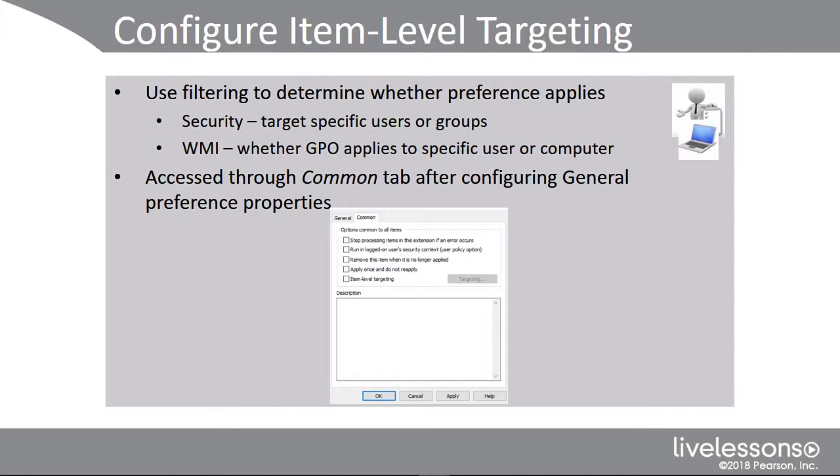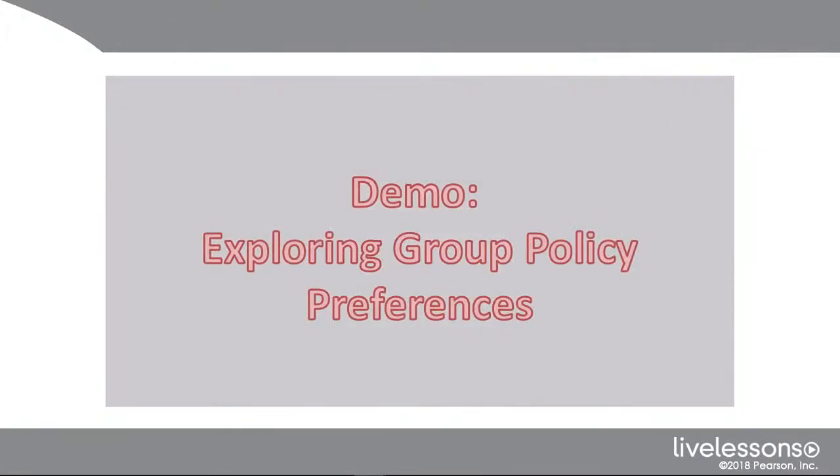common tab. After you've configured your general preference properties, in fact, it'll stop you and say, in order for me to go to the common tab, I need some information on this general tab. You complete that information that's required. You then go to the common tab, and you can choose one of these 5 options here to configure item level targeting. Let's step out to our live image and explore these group policy preferences.